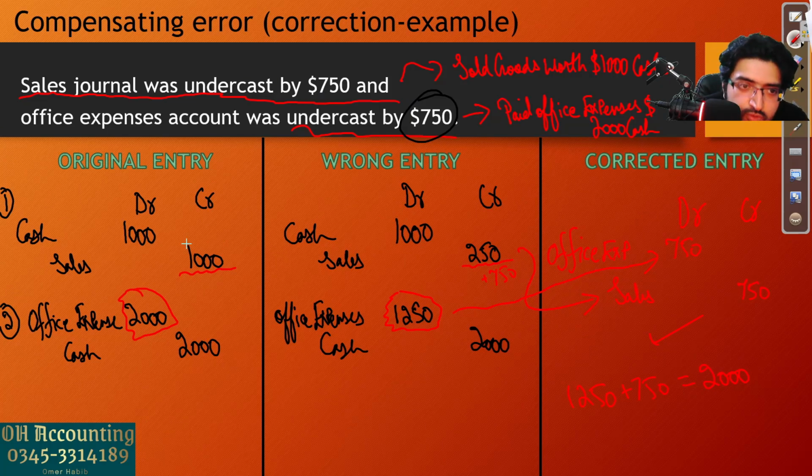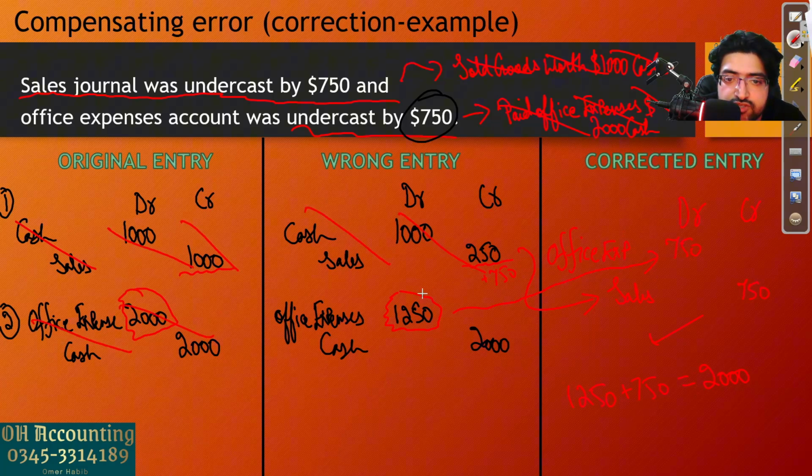There's no need to do all this. This was just to give you an idea. Okay? They will not even give you these transactions. I made these myself. Okay? Just to give you an idea what undercast and overcast is. Okay? So ignore all this and just focus on making the corrected entry directly.